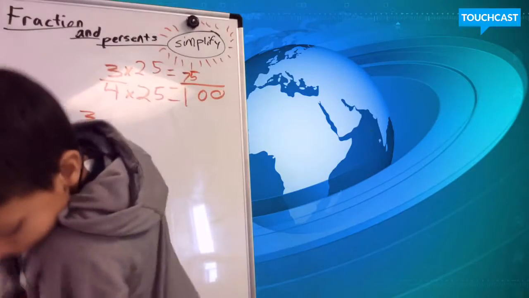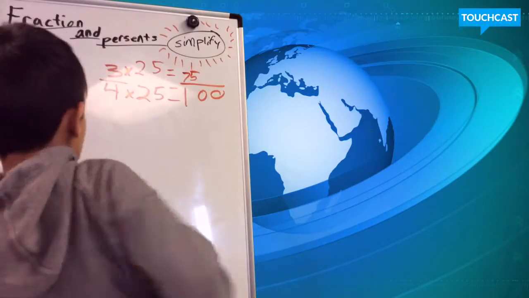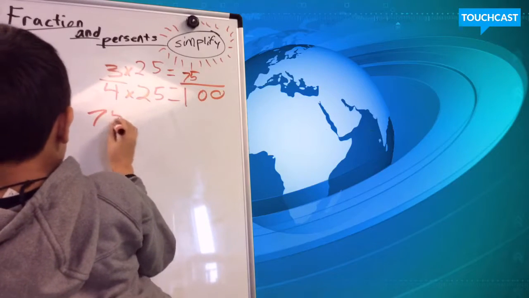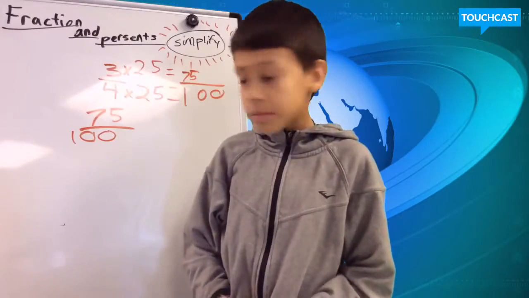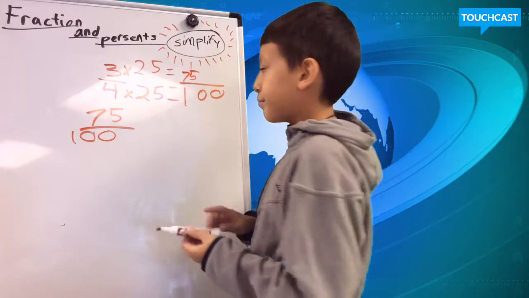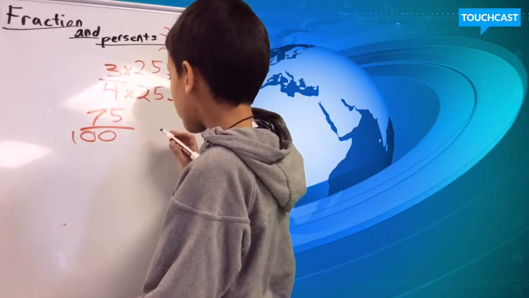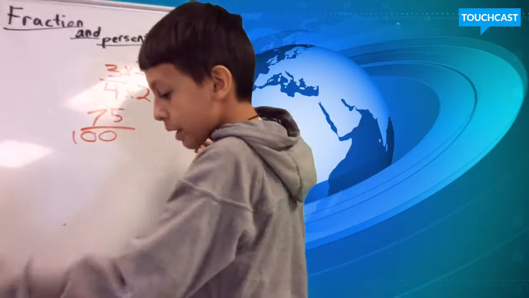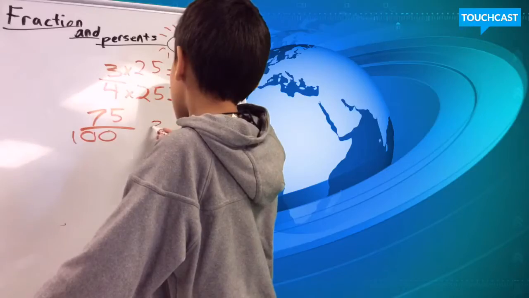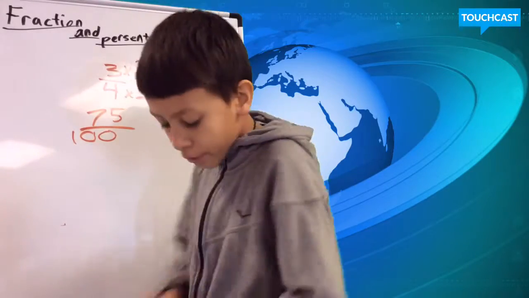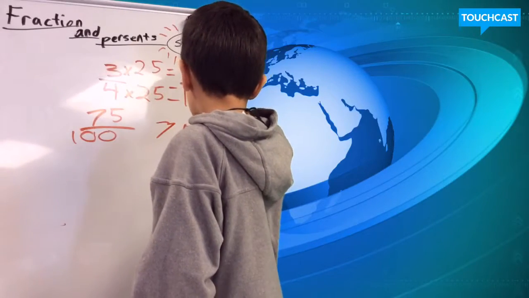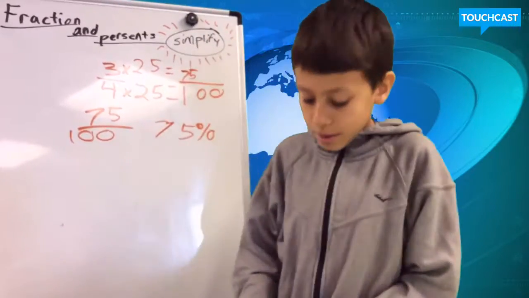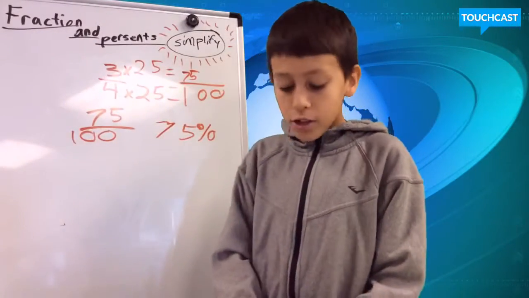So 75 is over 100, right? Since 75 is over 100 and percents are basically out of 100, our final answer will be 75% of the class chose cookies. Okay, so that is our final answer.